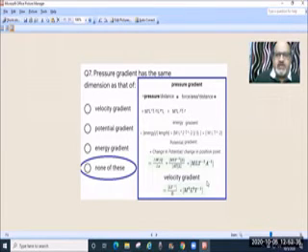Now check velocity gradient. This is velocity per unit length, the dimensional formula of velocity LT^-1 divided by length. You get this answer. Again, this mismatches with this. So the answer is none of these.